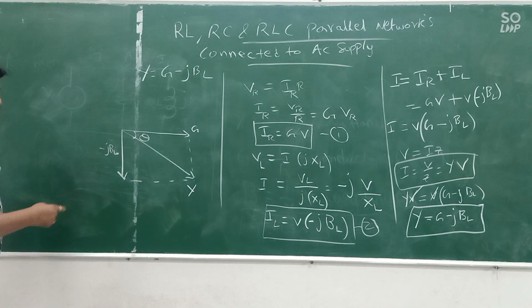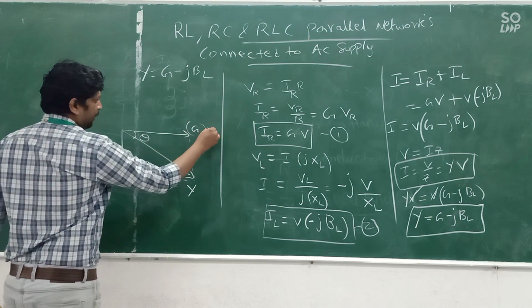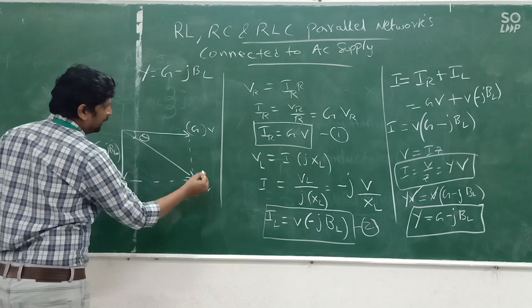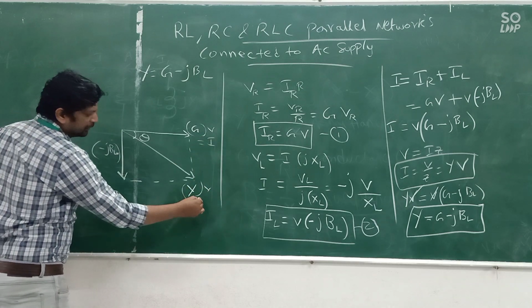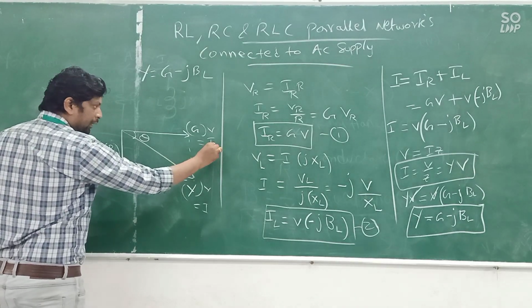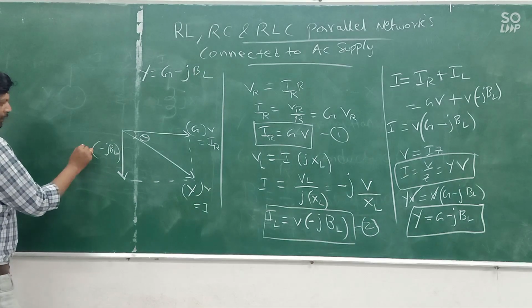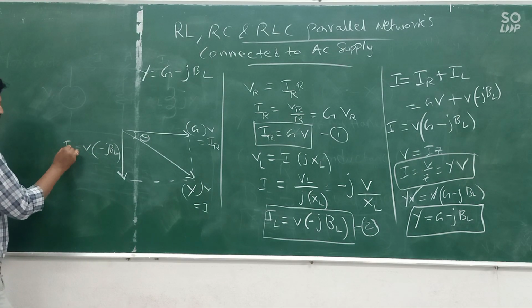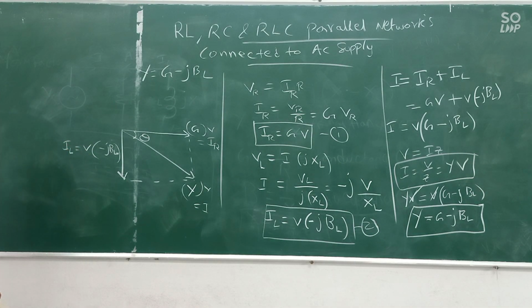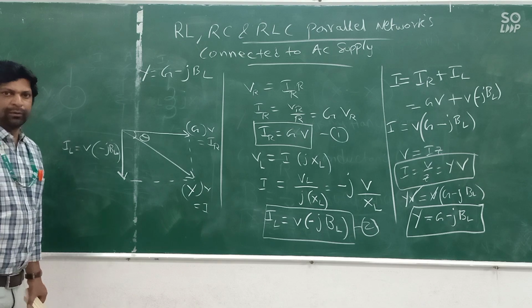If every parameter is multiplied with V, then this is my supply current I, this is my current flowing in the resistance IR, this is the current flowing in the inductor IL. So this is the vector diagram in case of RL parallel network connected to AC supply.